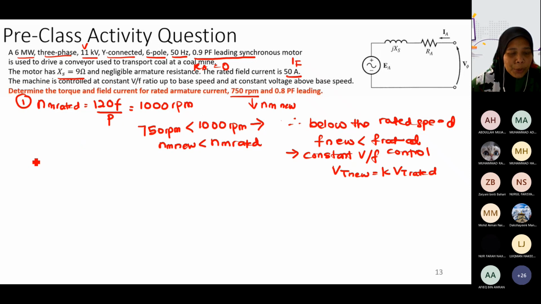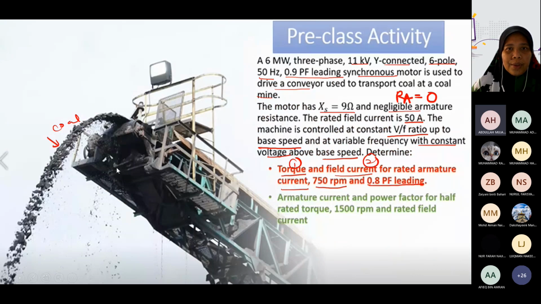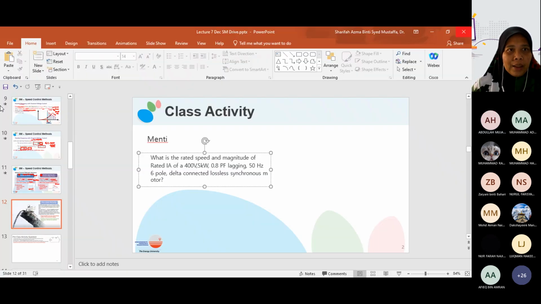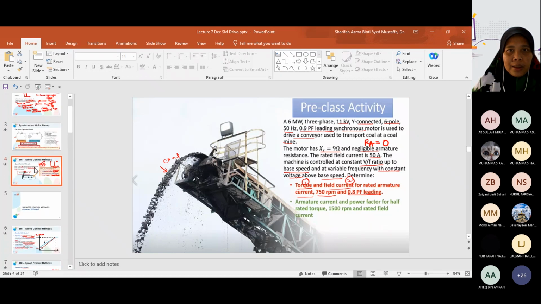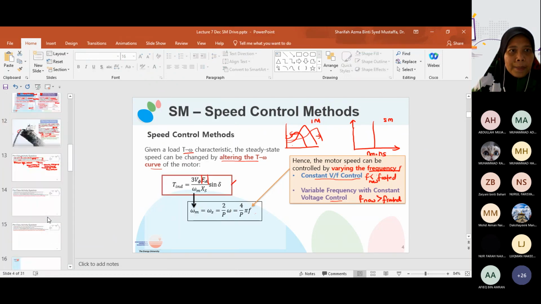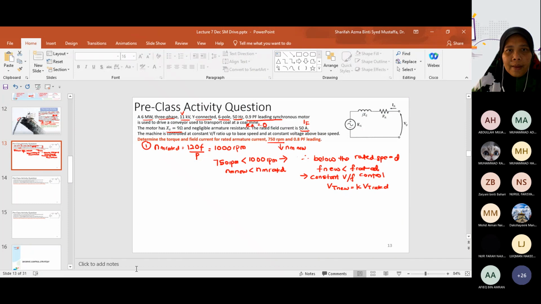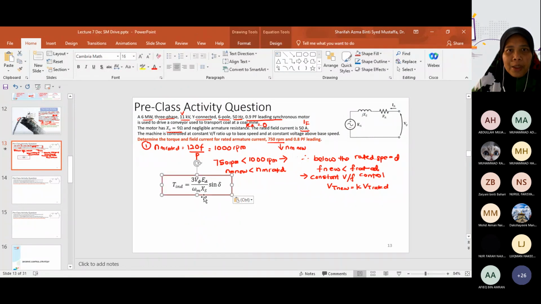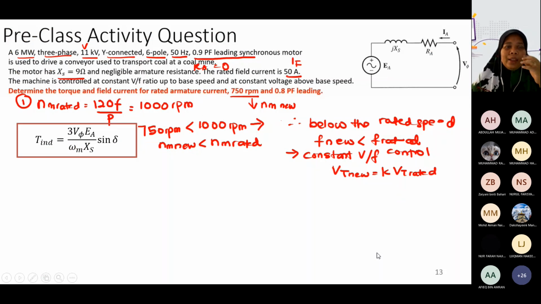If we want to calculate torque for a synchronous motor, which formula do you want to use? E equals to... I copy the formula from before. Where's the formula? Okay, this. Copy, wait. Okay, this formula you want to use in order to calculate the torque. So, is the speed available? Yes. Is V phase available? Later you have to calculate the new V phase. Not yet. Only the speed is available.